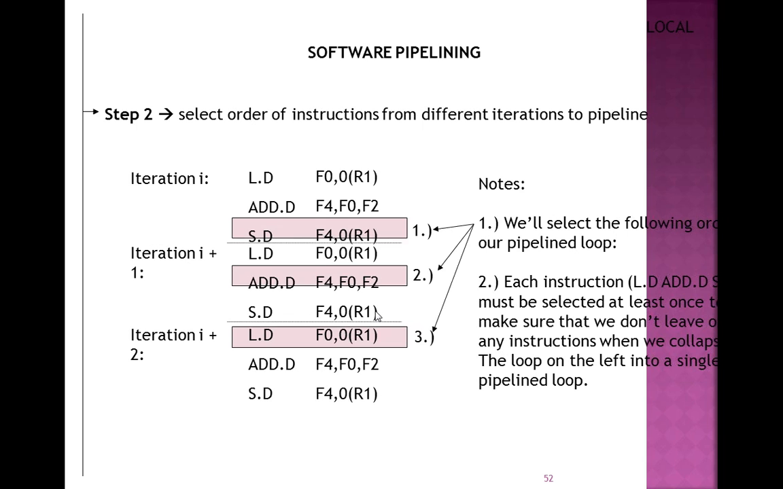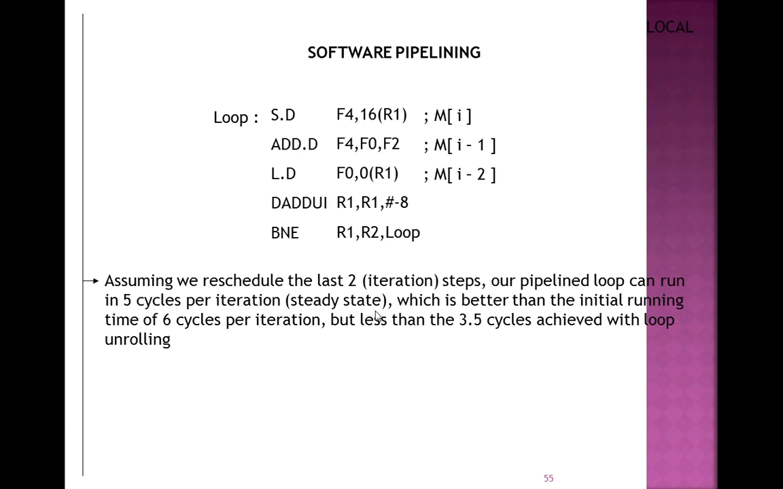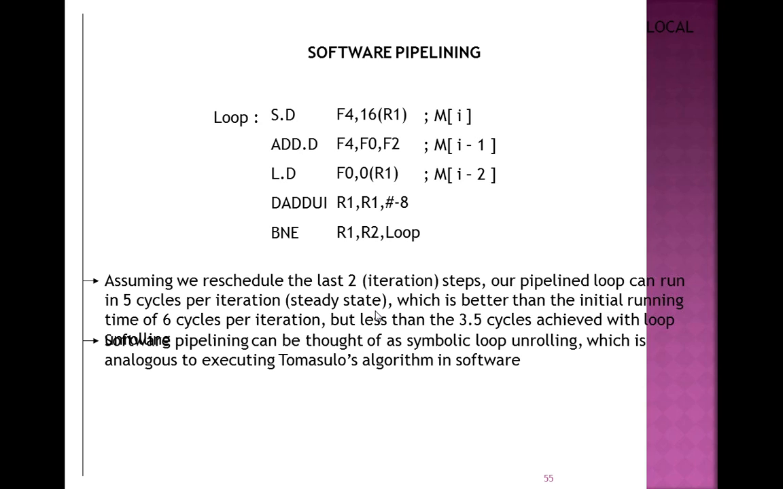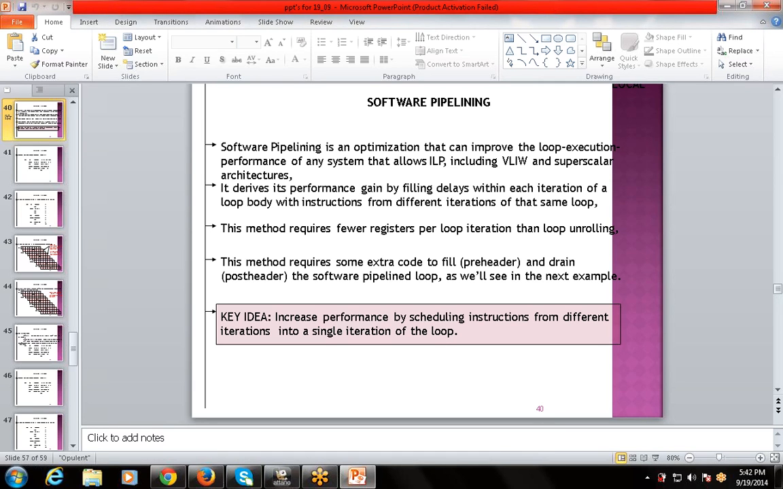There are multiple stages or multiple steps for how we can perform the operations of the pipelining. That is step 1, step 2, step 3. One is pre-header, one is loop body, and one is post-header. We have discussed loop unrolling, and the comparison between software pipelining and loop unrolling. So that's all for today's session.